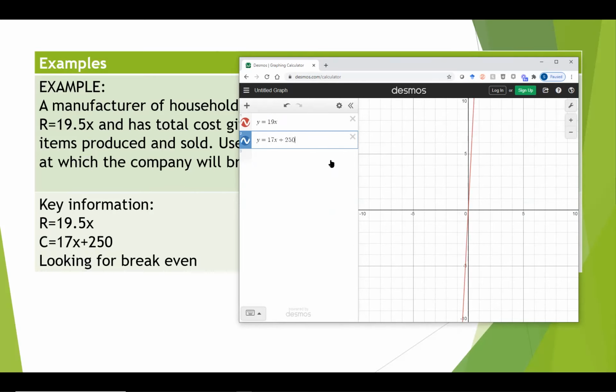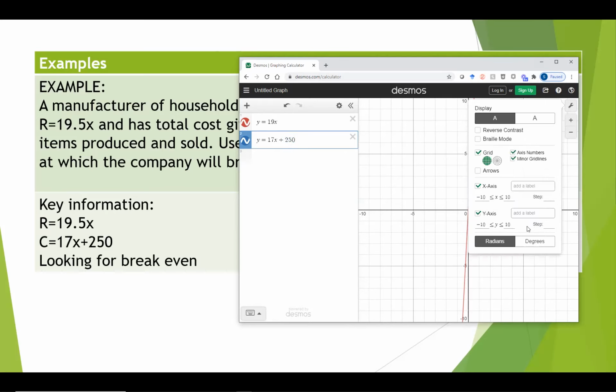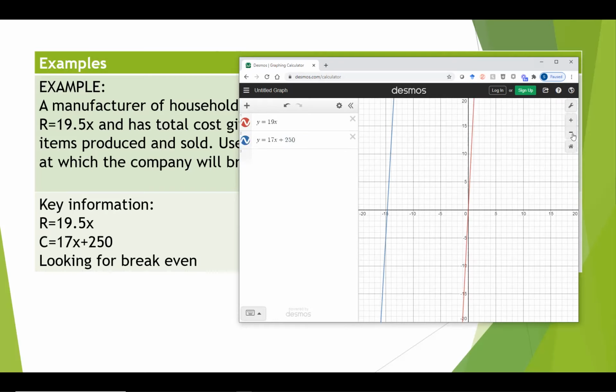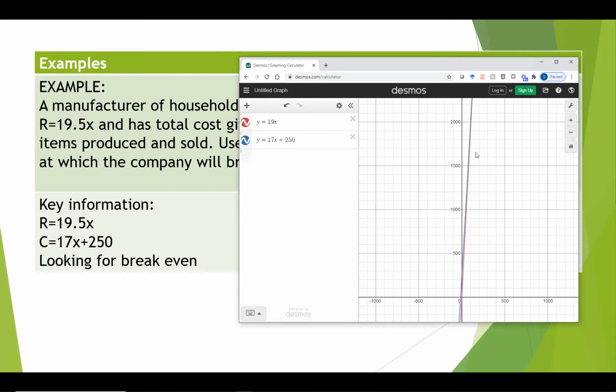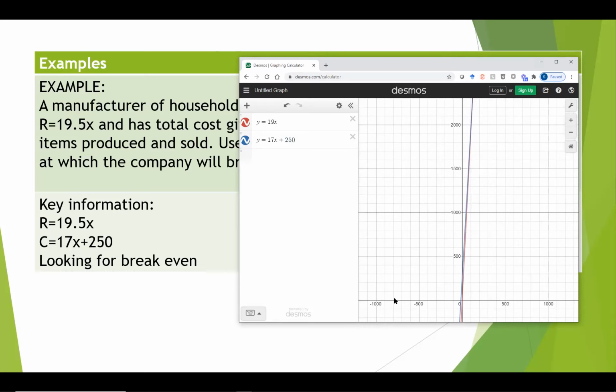Now you notice I can't see the second equation, and that's because this y-intercept is at 250. So I need to change my window. And the numbers are going to be a lot bigger. So just to give you a feel, I'm going to zoom out a few times. So notice how they don't even look like they intersect quite yet. And as we get up to these bigger numbers, they do start to intersect, but it's hard to see.